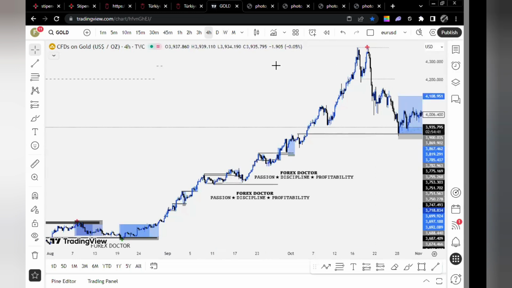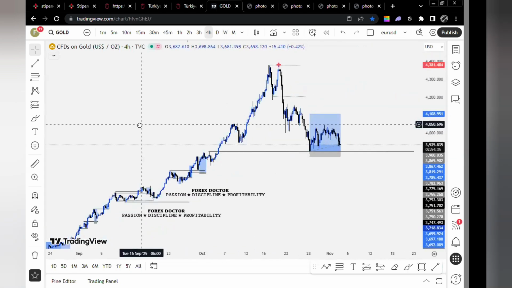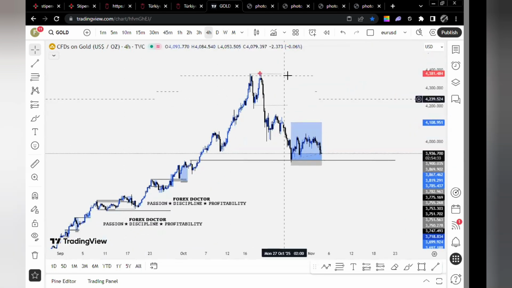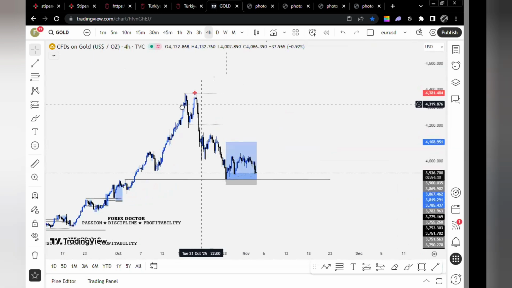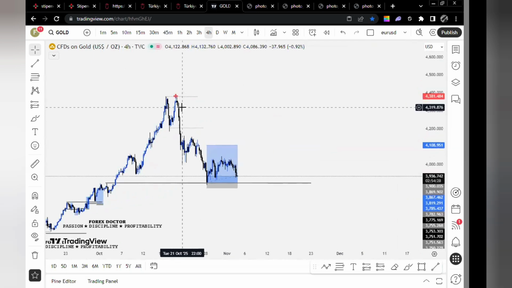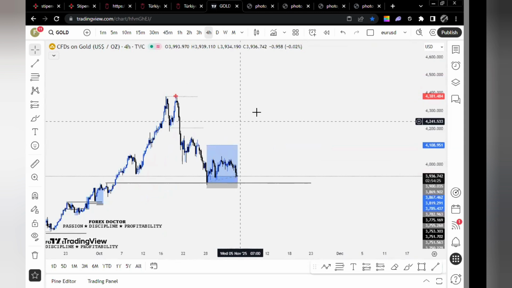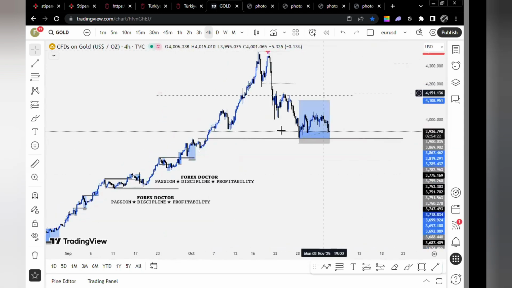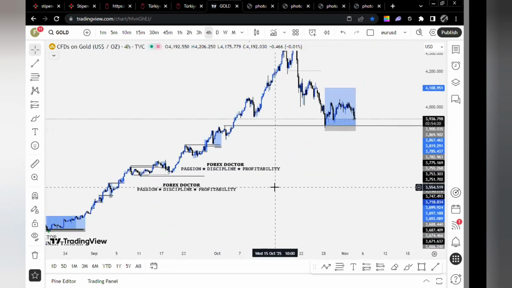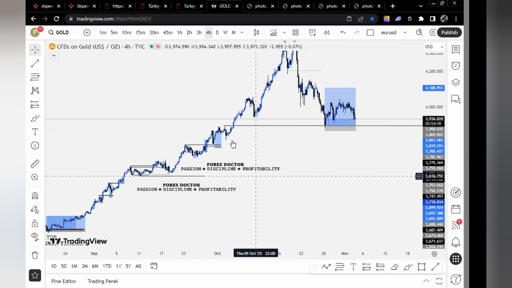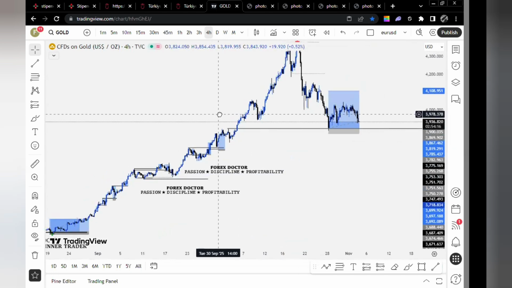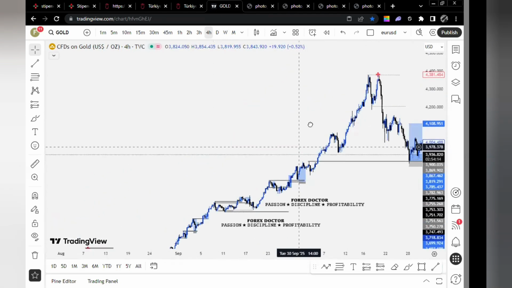We're also going to be looking at liquidity. So we're going to be looking at liquidity and advanced market structure today. I'm giving you guys the key and the teachings to be able to catch trades.